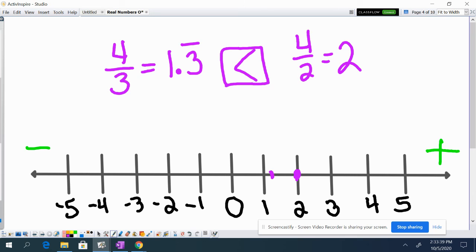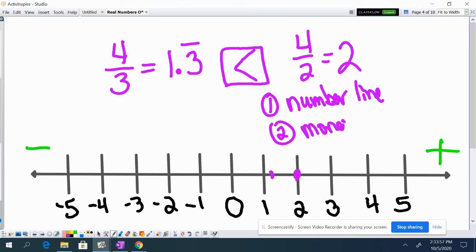And then we're going to talk about how you compare by changing everything to decimals. So the first thing we're going to think about is the number line. Negative 2 is money. You owe money.